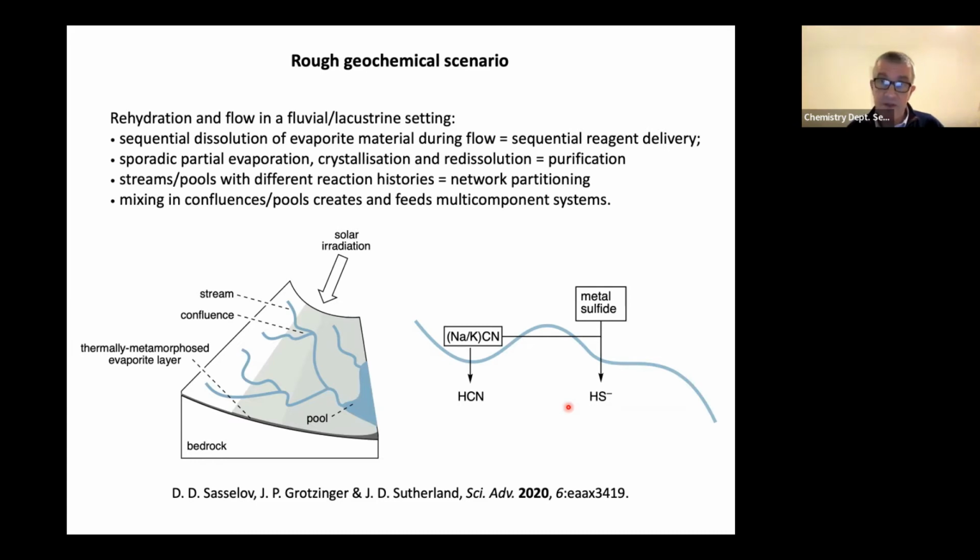a surface scenario where you have things being dissolved sequentially as streams pass over the surface. So a stream passes over a surface which contains soluble materials. It will, in sequence, dissolve those. And you can then imagine that equates to the sequential addition of reagents. If the flow of water is limited, then occasionally solutions will get concentrated and crystallization can take place. And if the flow separates the mother liquor from the crystal, that gives you a way of purifying materials.